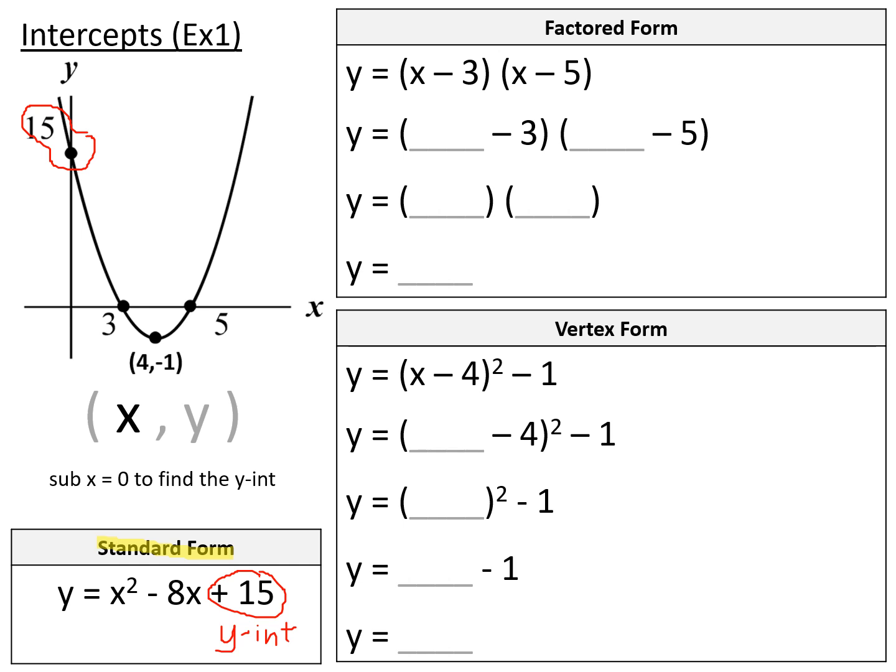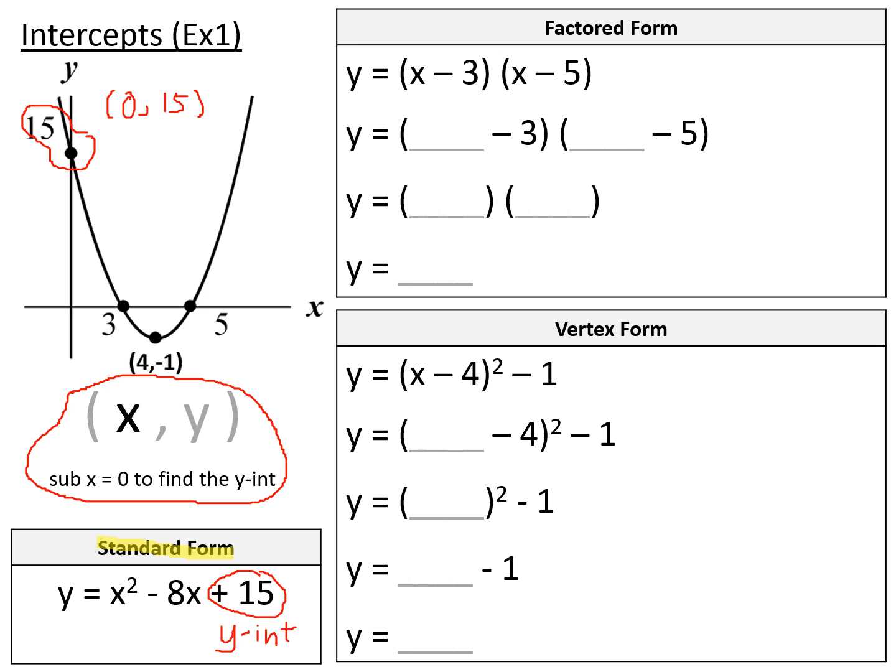However, if a quadratic relation is not in standard form and you're not provided its graph, you're going to have to find it algebraically. And you can do that with this simple method. If you look over here, all you need to do is sub x as 0 to find the y-intercept. And that is because the coordinate of every y-intercept has its x-coordinate as 0.